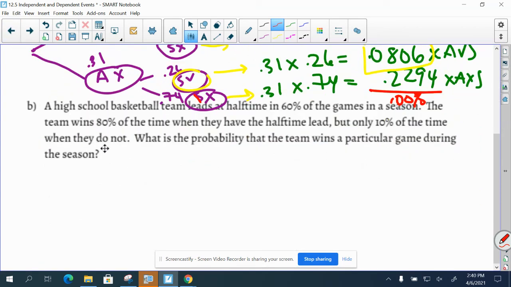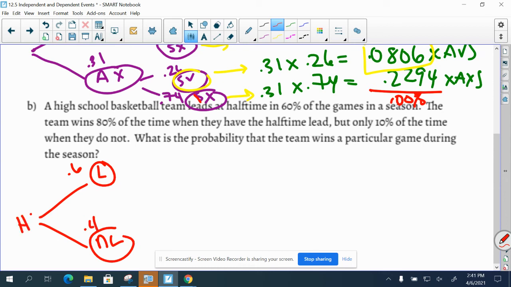So a high school basketball team leads at halftime in 60% of the games in a season. So at halftime, they're saying that the basketball team is leading 60% of the time. Okay, so we'll start there. So leads, and then we'll say no leads. So leads would be 0.6. Not leading would be 0.4 at halftime. So we're talking about halftime.